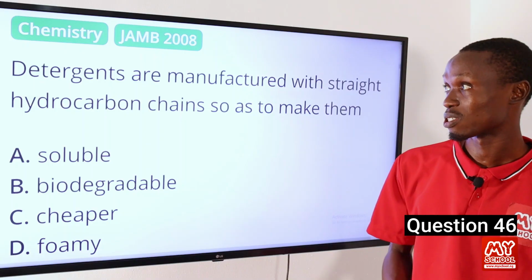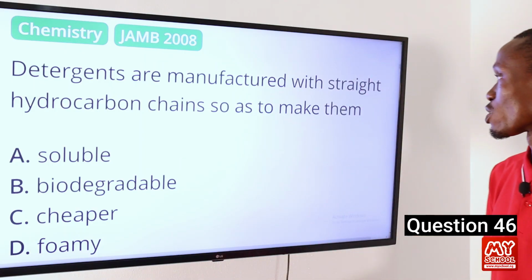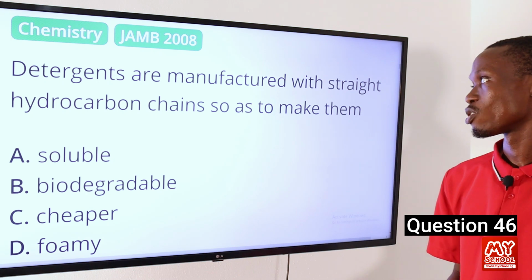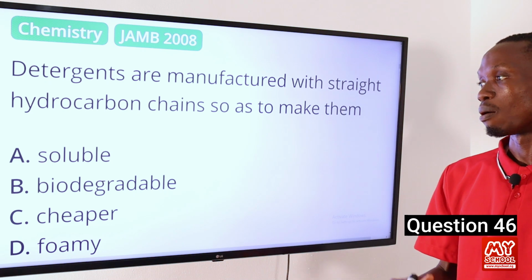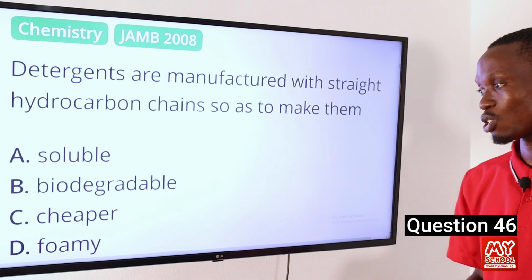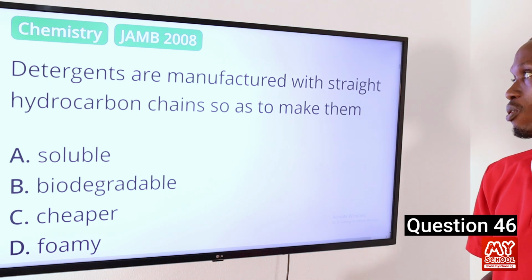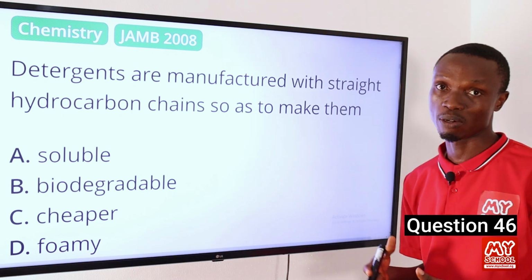Moving on to question 46. Detergents are manufactured with straight hydrocarbon chains so as to make them dash. A is soluble, B biodegradable, C cheaper, and D foamy. So the answer to this question is biodegradable.